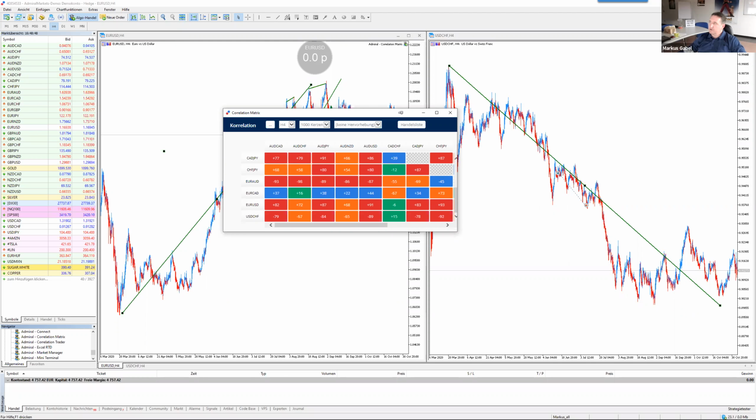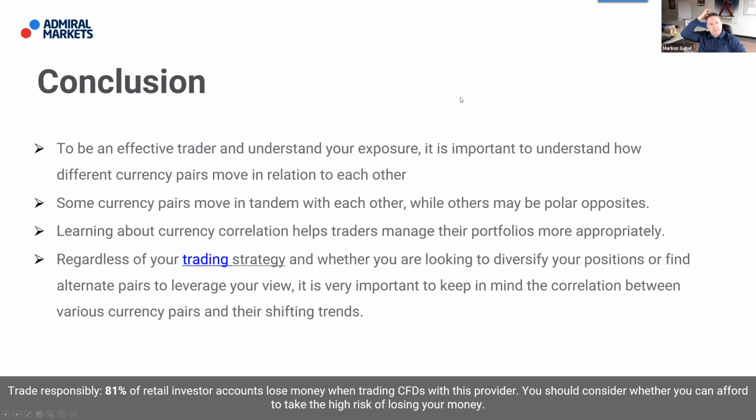So let's make a short conclusion. To be an effective trader and understand your exposure, it's important to understand how different currency pairs move in relation to each other. I hope you understand it right now. Some currency pairs move in tandem with each other, while others may be polar opposite. And learning about currency correlation helps traders manage their portfolios more appropriately.